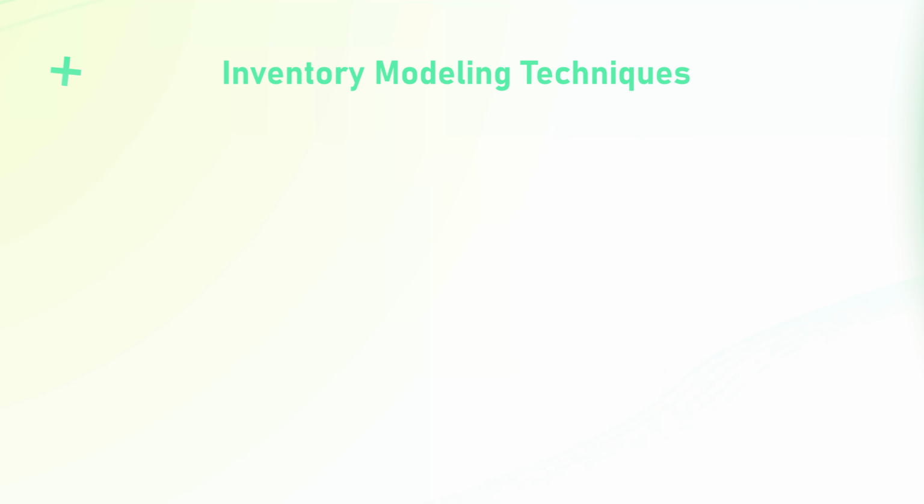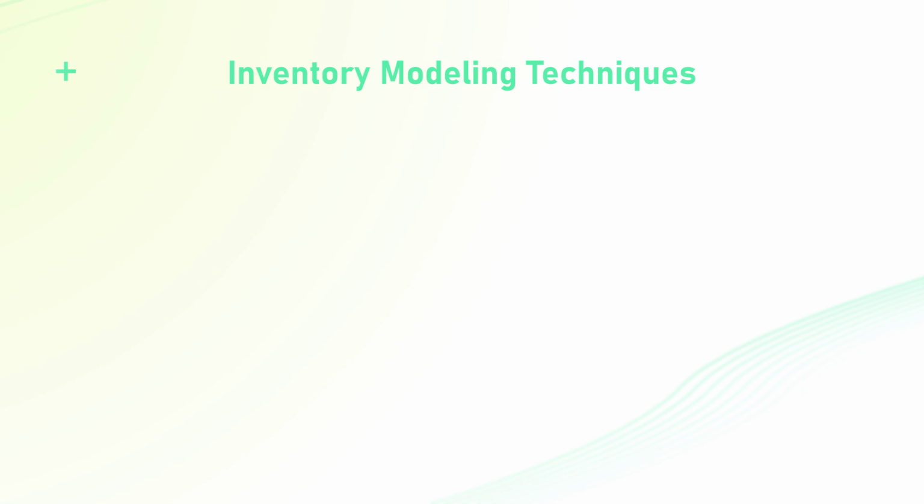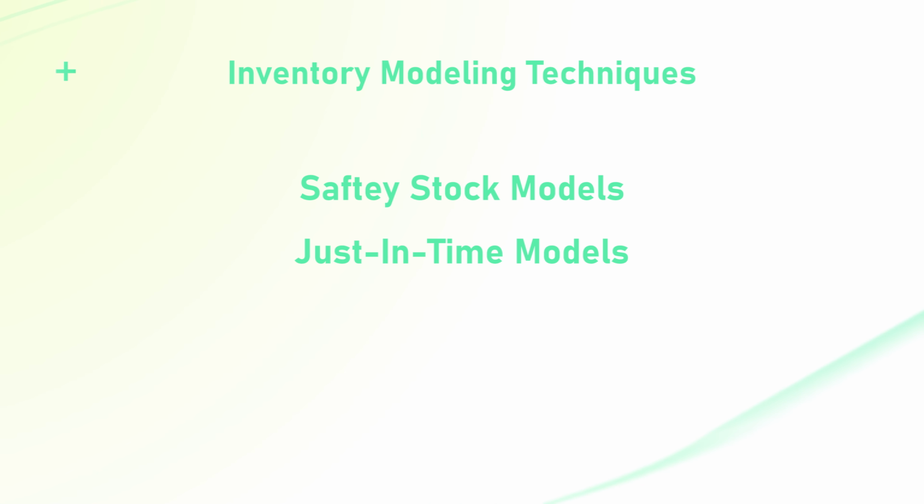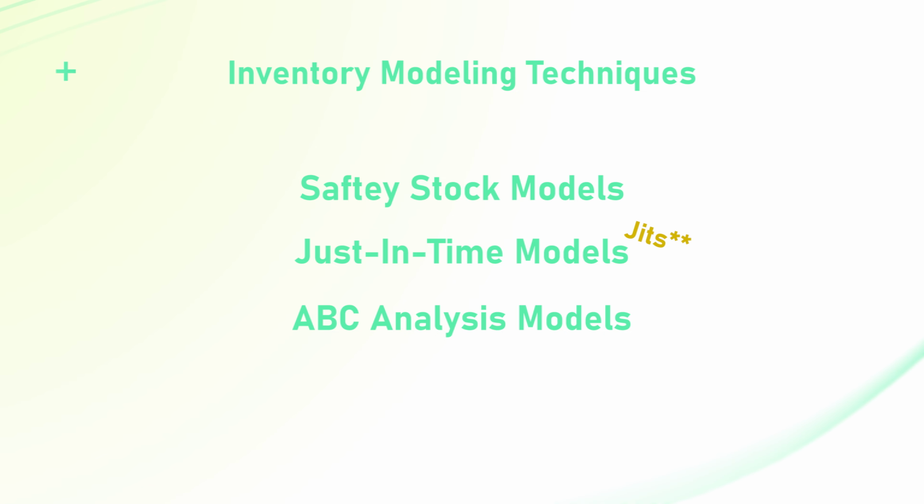The next concept we're going to be talking about is inventory modeling. So the whole point of inventory modeling is to manage and optimize inventory space in general. Some of the techniques or models used are safety stock models, just-in-time models, better known as JITs, and ABC analysis models. Take JITs for example.